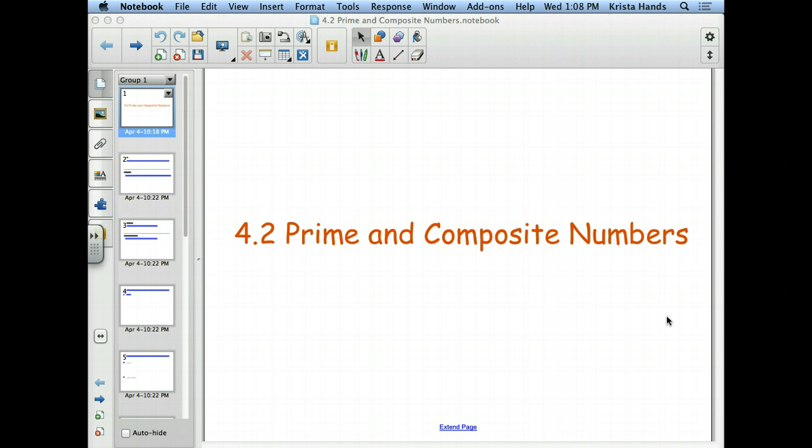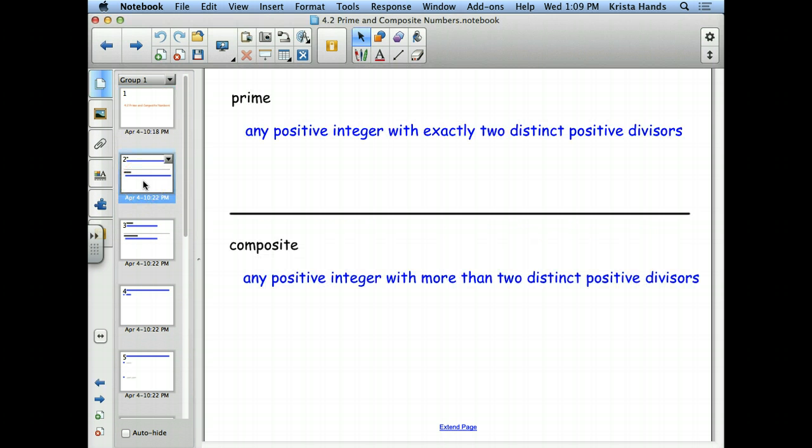So we're going to talk about prime and composite numbers. I actually used the word prime last time in a little bit different context, and we may encounter that again in this lesson or maybe in lesson 4.3.